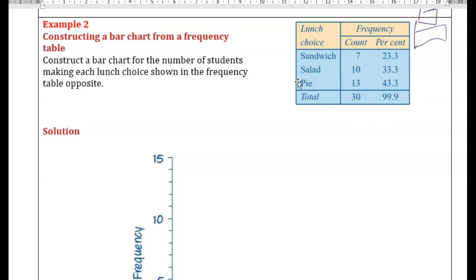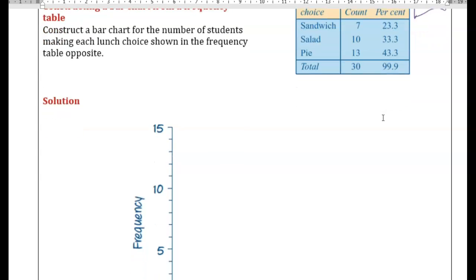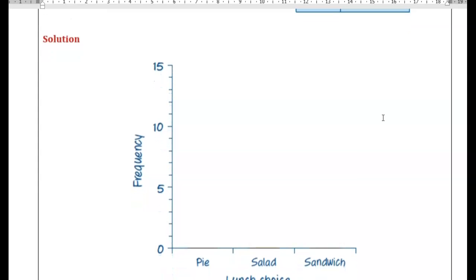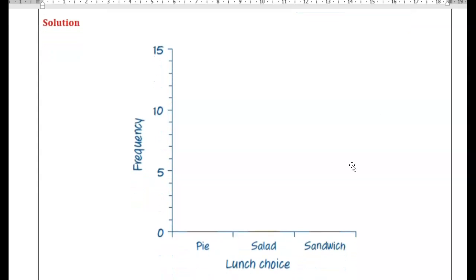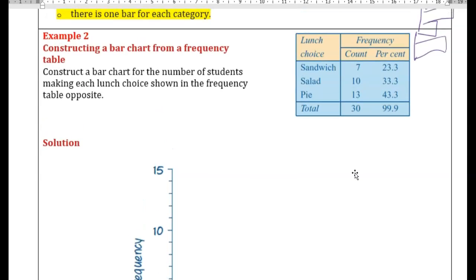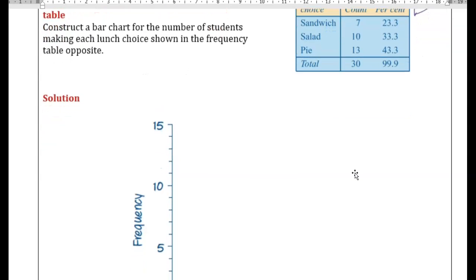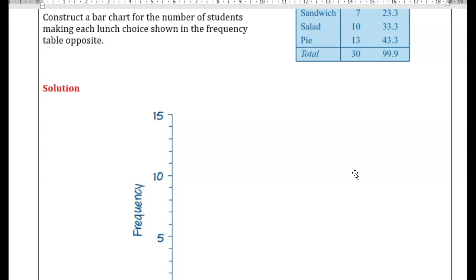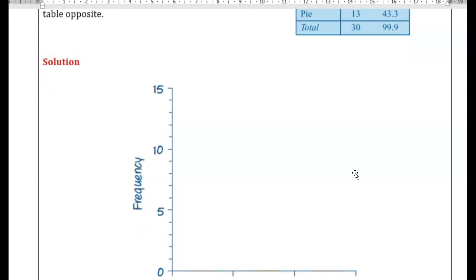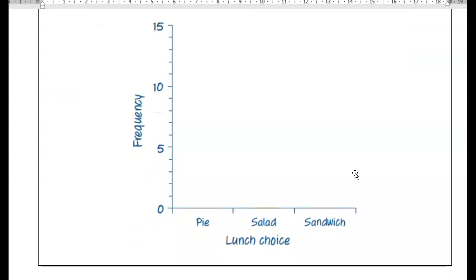So here is the information from before for the first example, and you can see here the percentages have been done. They add up to 99.9 simply because of the rounding. Okay, so sometimes if you don't get 100, it's just because of the rounding, and there's nothing wrong with that. All right, so here we've got pie, salad, sandwich, and it's a different order to what it was on here. So just keep in mind that you're doing the right one, and we're doing the frequency. So I'm just going to have to remember, is that 13, 10, 7.